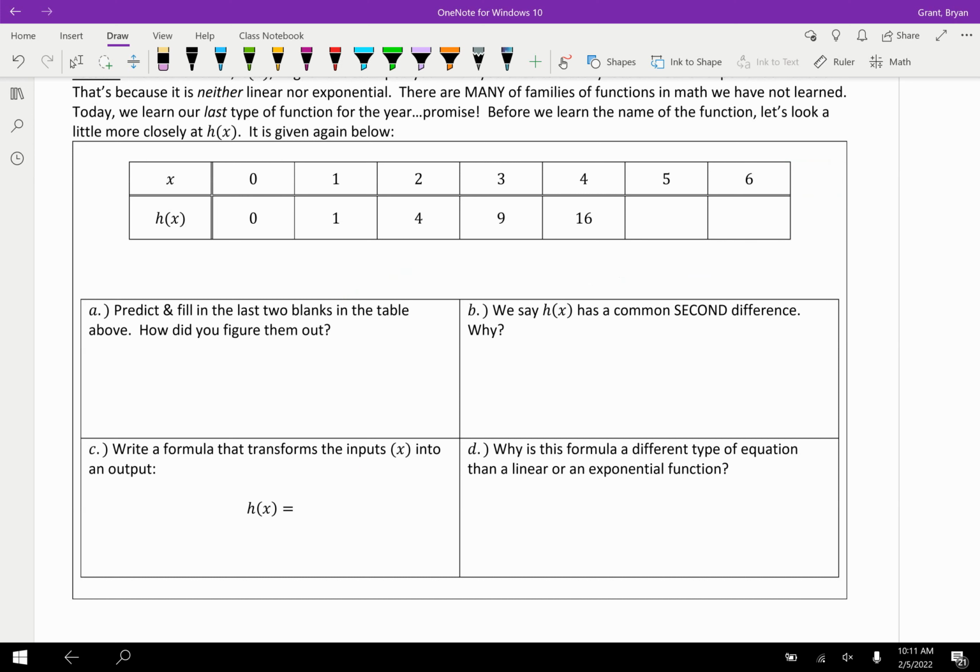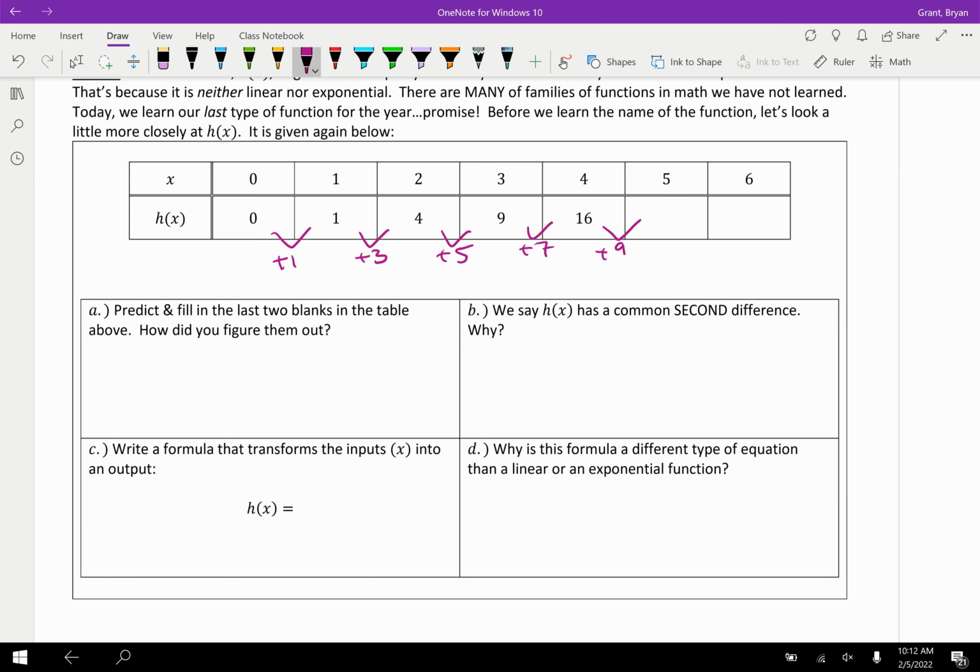Well, to predict these last couple blanks here, we need to extend that pattern out. We saw we went up by 1, then by 3, then by 5, then by 7. And although there isn't a constant value or a constant difference here, there still is a pattern. And a pattern is going to be predictable. Can you see what will go up by next?